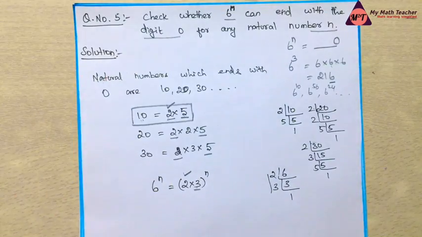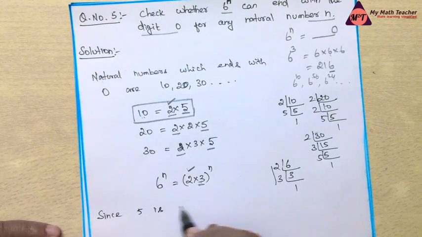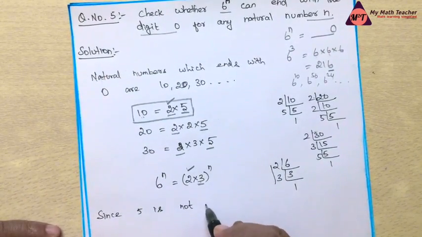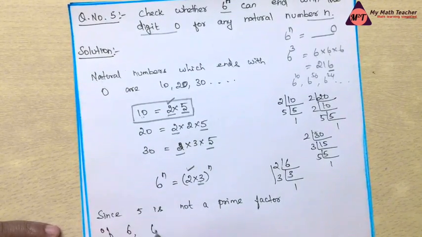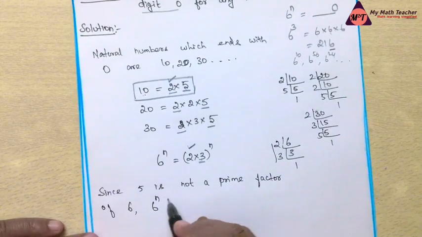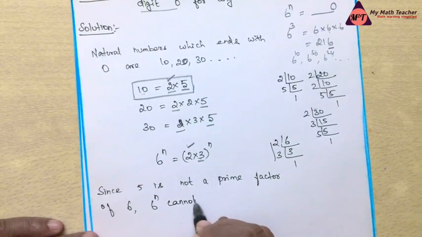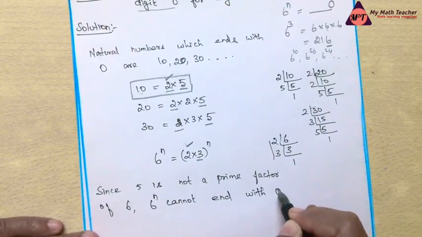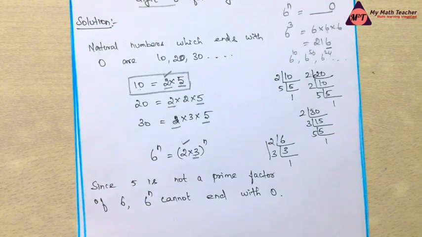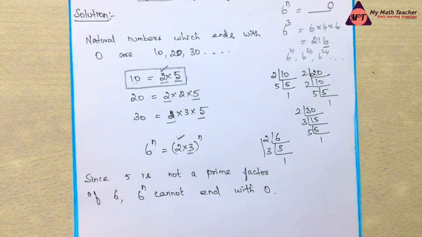Therefore, since 5 is not a prime factor of 6, 6 power n cannot end with 0. It's a very simple sum. Let us move on to the next question.